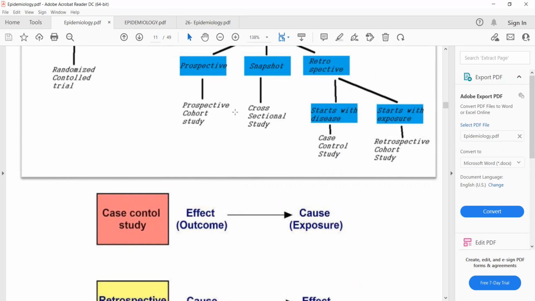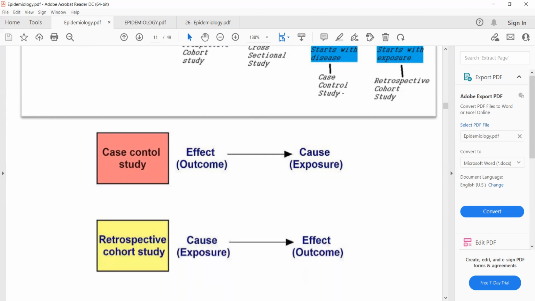Now, prospective cohort study is easy to identify. Cross-sectional study is also easy to identify because if we follow a group of people for a certain period of time in their future, then it will be prospective cohort study. So questions about prospective cohort study are very easy. Similarly, questions about cross-sectional study are also easy. The difficult thing is how to differentiate between case control study and retrospective cohort study, because they are done by studying the past of the patients or group of people.